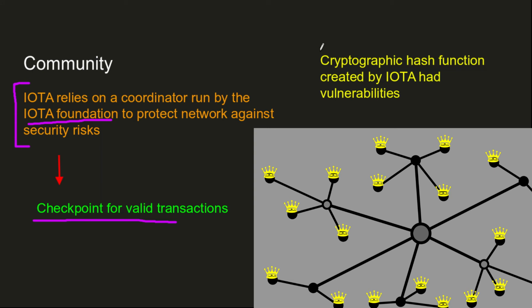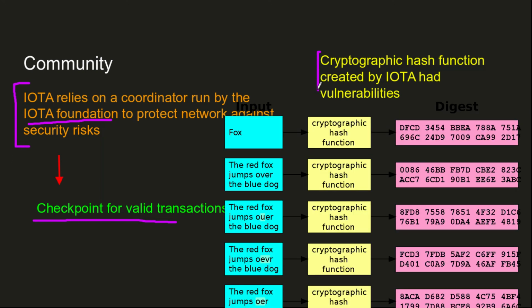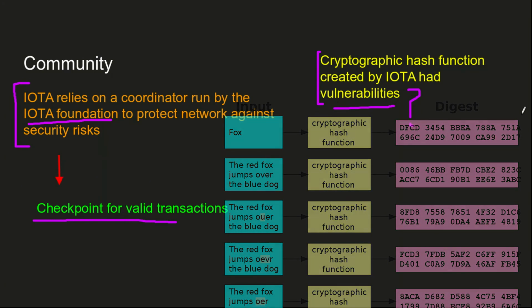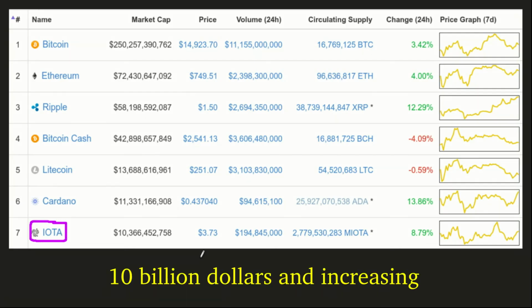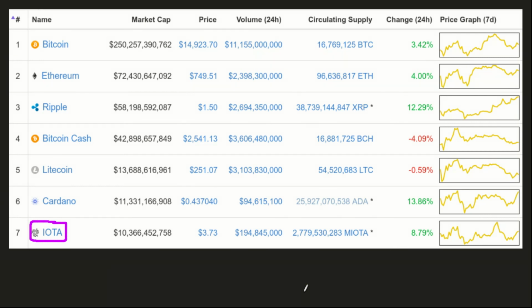As per the investigation held in August 2017 led by MIT, the IOTA team had been developing their own cryptographic hash function, which was discovered to have vulnerabilities involving different inputs hashing to the same output. It should never happen. Just so you know, the market capitalization of IOTA is $10 billion, making it the 7th largest cryptocurrency in circulation as of now. So what do you think?